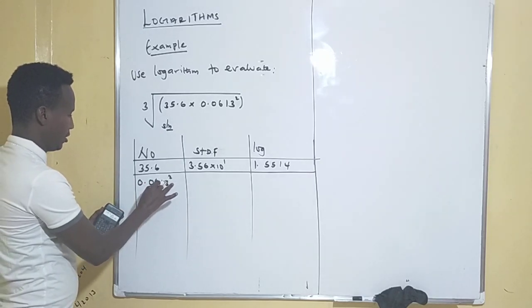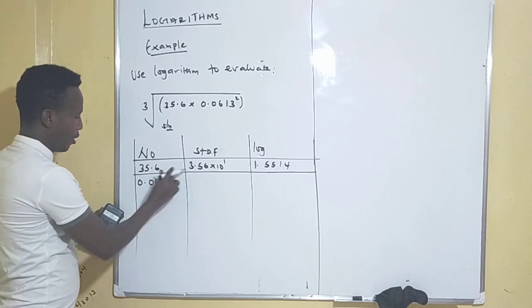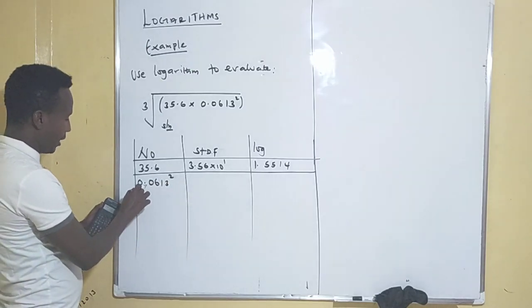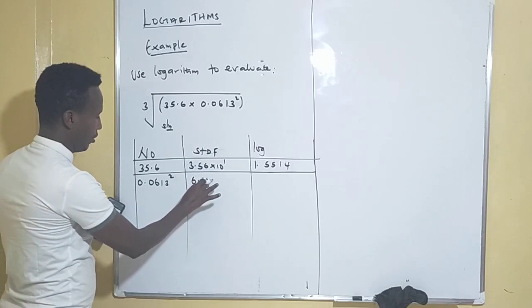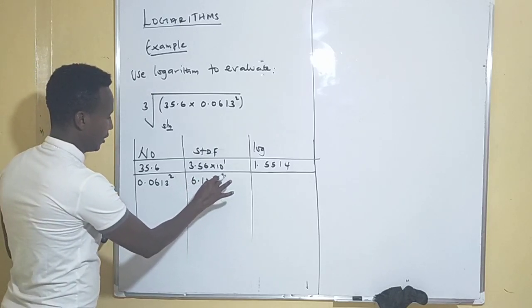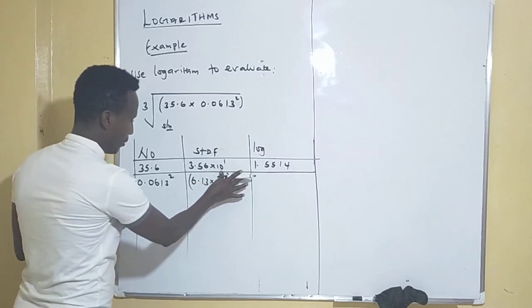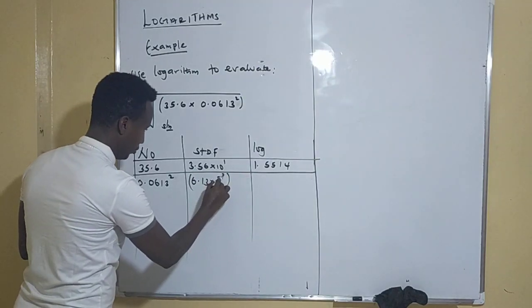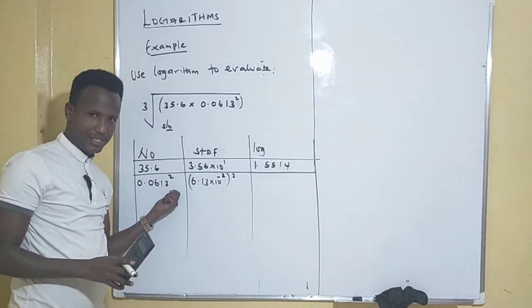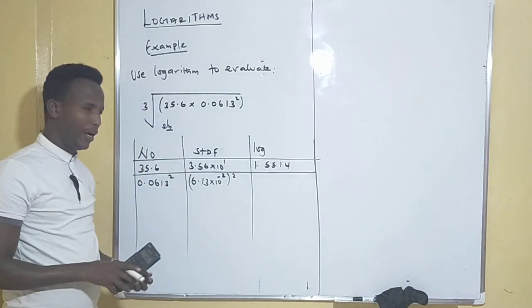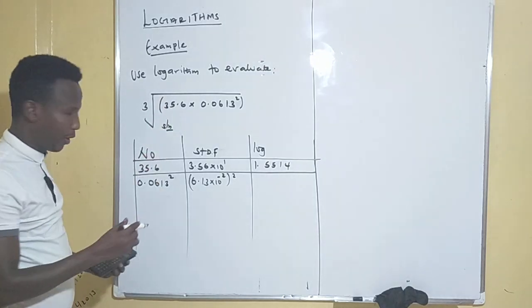Then we'll go to the second one, which is 0.0613 squared, okay? Bar of 2, yeah, we have the bar of 2 here. So let me write this number in standard form. It will be (6.13 × 10^-2), then close the bracket. Remember, this is negative 2. Then you are going to factor out the original power. Just understand. You factor out the original power. That means you take it out of the bracket.